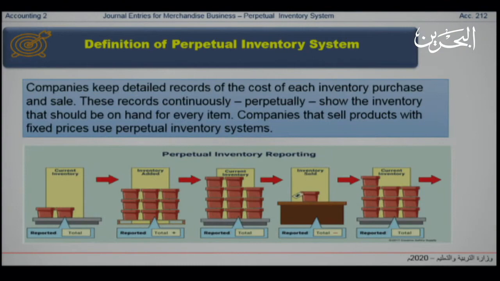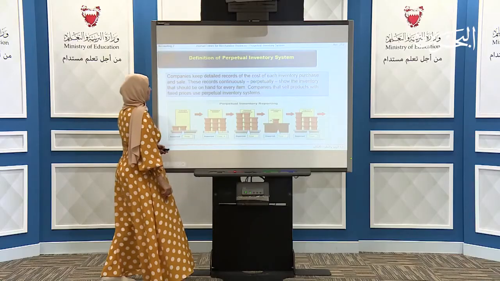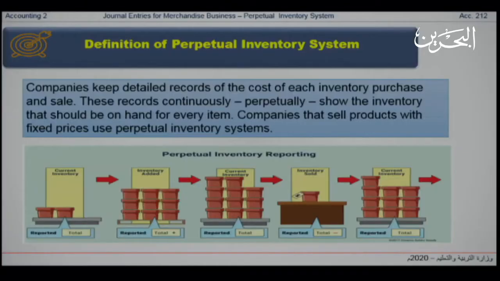Shifting to the definition of the perpetual inventory system. Companies keep a detailed record for the cost of each inventory purchase and sale. This record continuously, or perpetually, shows the inventory that should be on hand for every item. Companies that sell products with a fixed price use this type of system, which is the perpetual inventory system.